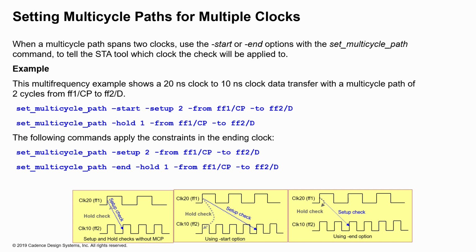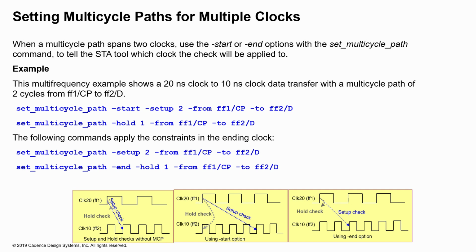For multiple clocks, you would use the dash start and dash end options along with the set multicycle command. Now by default, the setup checks are always relative to the end clock or the capture clock, and the hold checks are relative to the start clock. So in the case where there is no multicycle path constraint at all, the waveform on the bottom left is what you would see. Setup check is done at the first cycle after the launch clock, and the hold check would be done at the launch clock itself or the same edge.